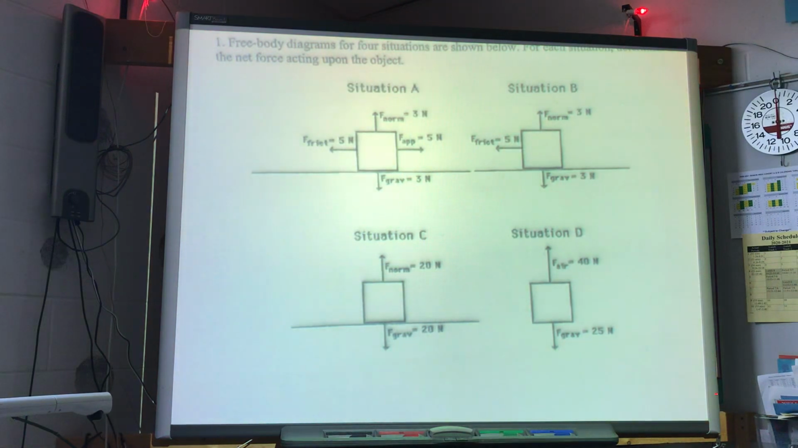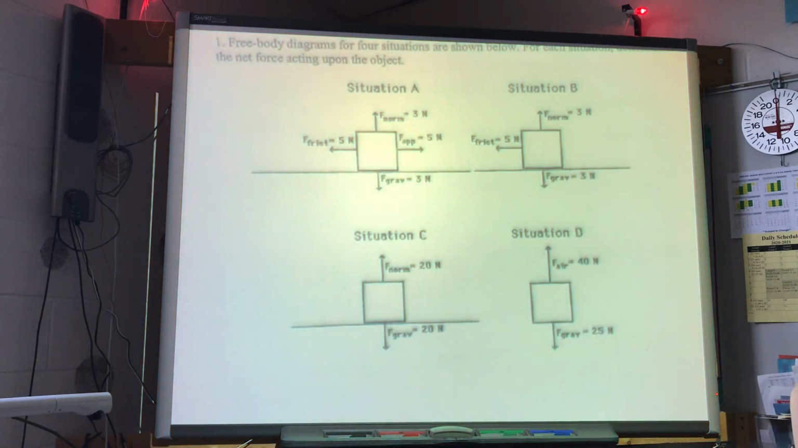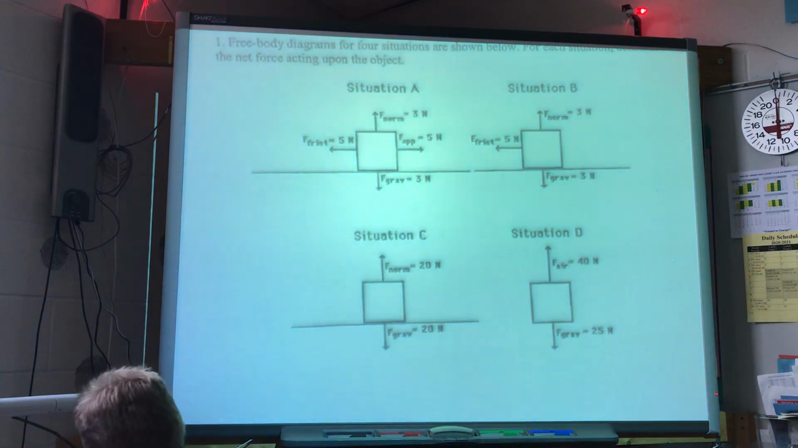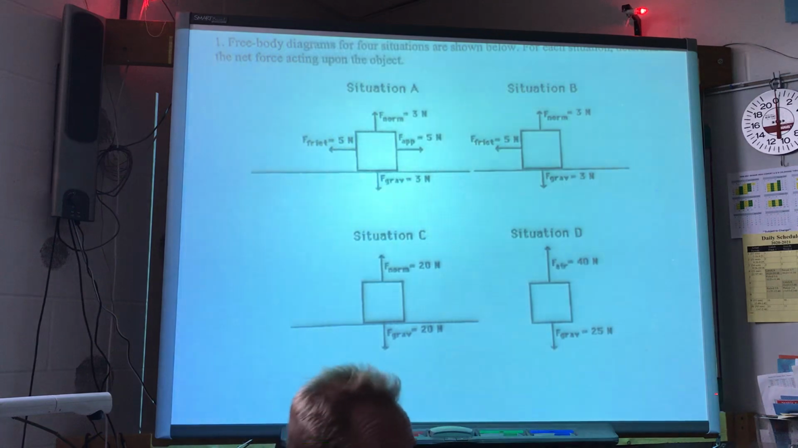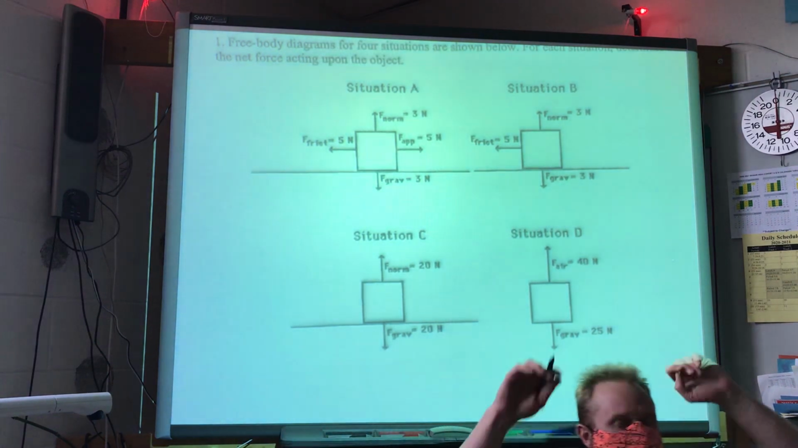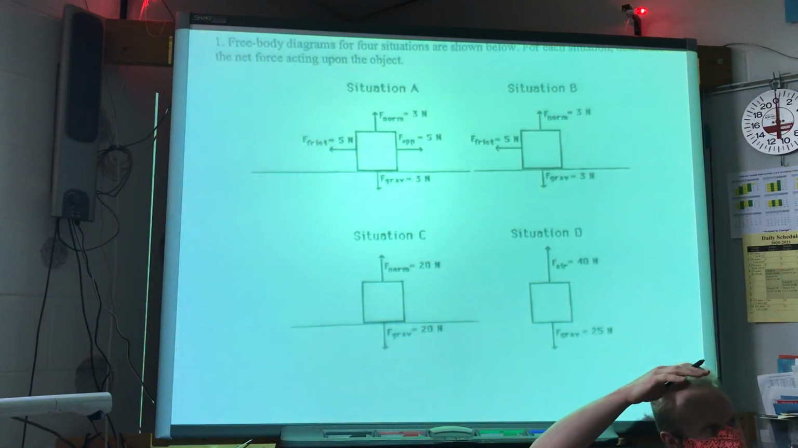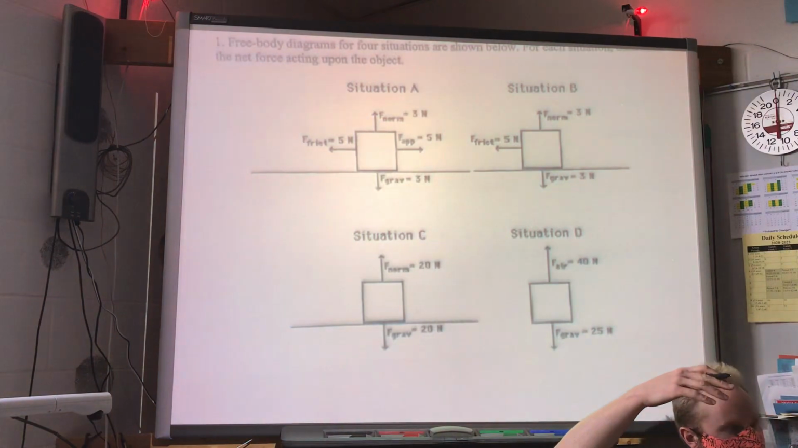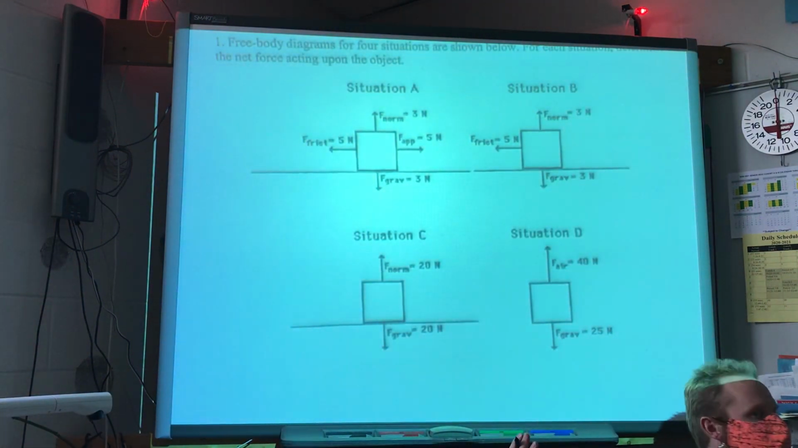So here's 4 free body diagrams. Now the directions say, here's a free body diagram. For each situation, determine the F net acting upon the object. Now, F net is a calculation. We're going to use Newton's second law, and we're going to use it a couple times. But basically what it's asking is, are my forces balanced or unbalanced? If they're unbalanced, which one's bigger? Is it up, is it down? Is it right, is it left? And how much bigger is it? That's really all F net is.